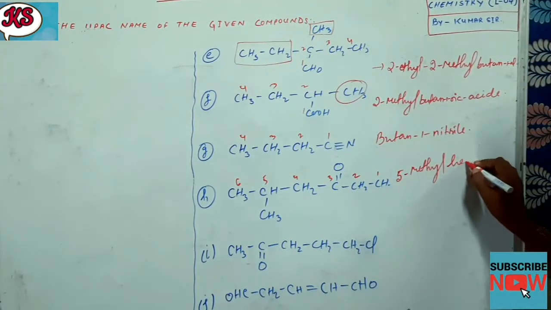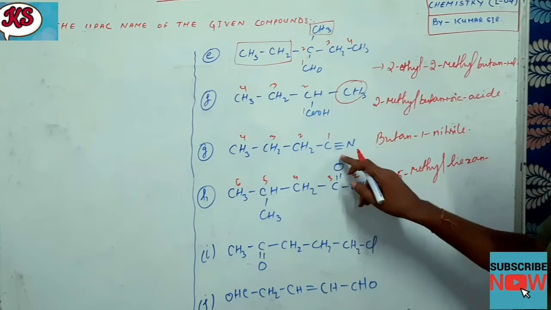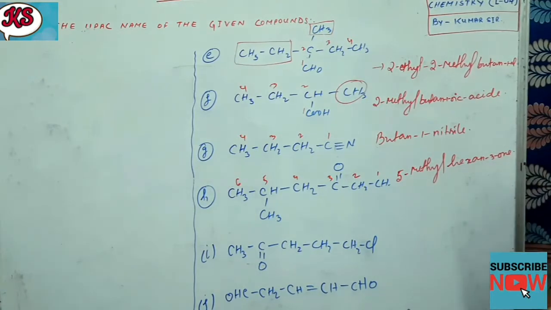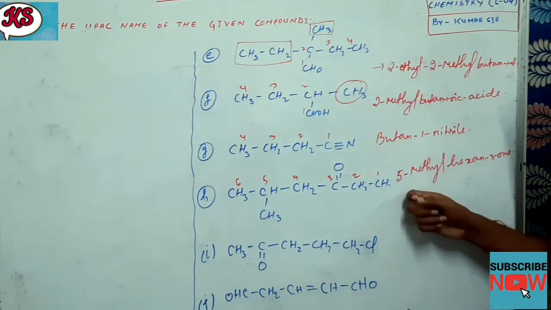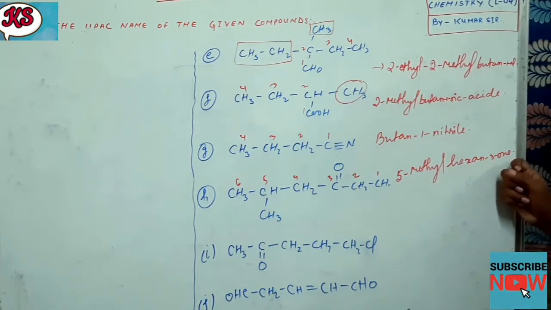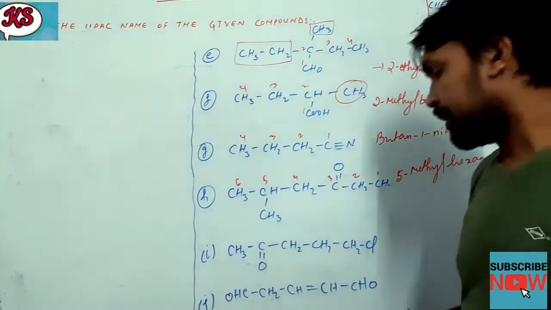So 6 is what? Hexane. And what is the position of the ketone? 3rd. So we'll write hexane 3 one. Got it? Because we have learned in the last lecture that if ketone is there, at last we have to add one. So 5 methyl hexane 3 one. Okay, fine. Next one we are going to do here.